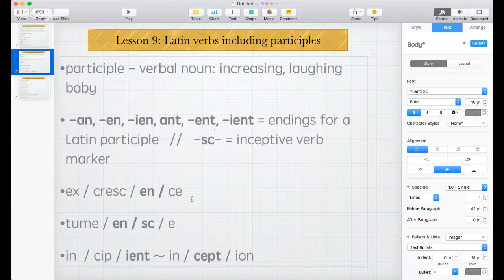It's a noun, excrescens. So this en is from the ending for a Latin participle. The ce here is a suffix. And even this sc here looks deceptively like an inceptive verb marker, but it's not. It's just the ending of the base, crest, which means to increase. So this is something about increasing, the act of increasing outward. You can translate that term this way on an exam.